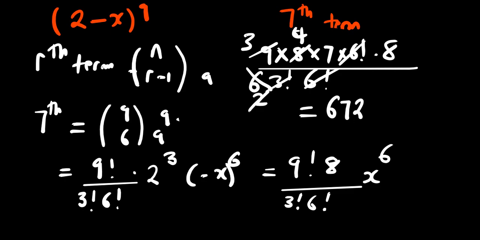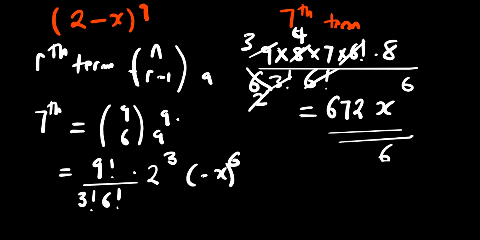Then don't forget you have an x to the power 6. Now this is the final answer, but we want the coefficient of x to the power 6. Therefore your final answer will be 672. So that's how you find the coefficient when you are given such an expression.